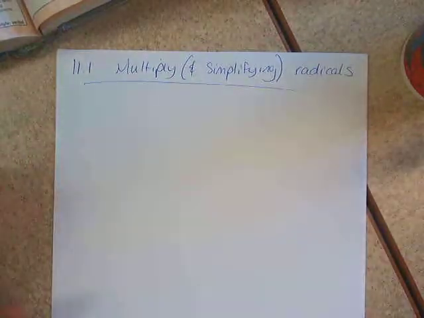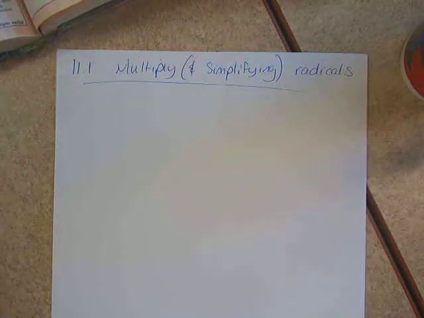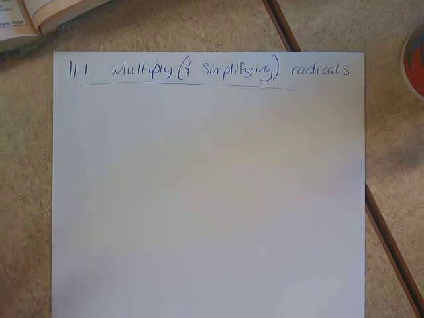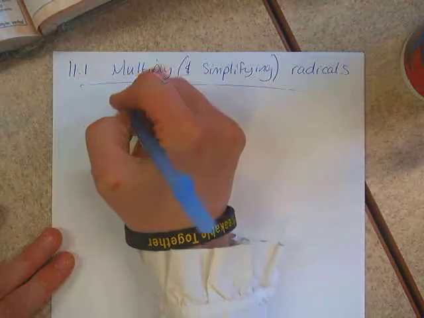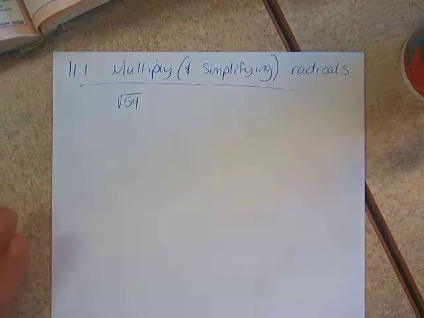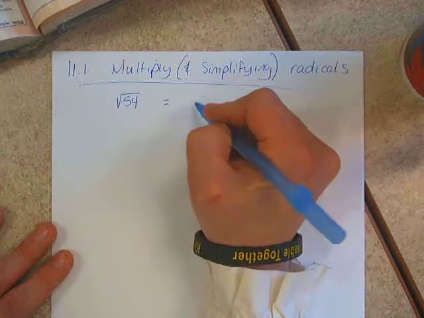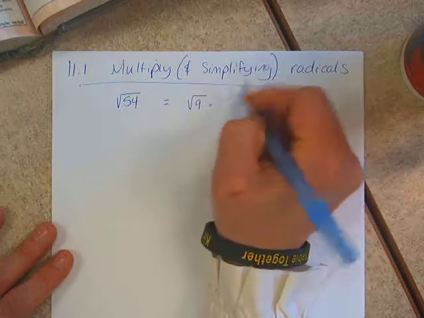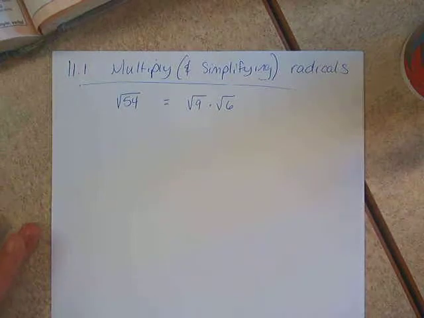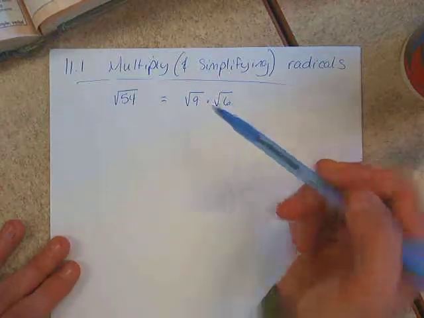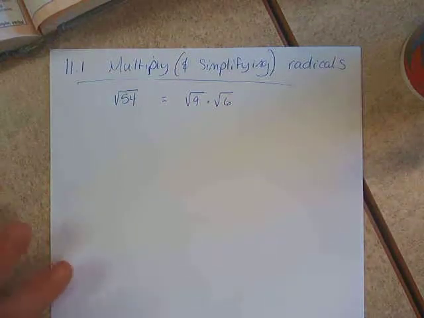Okay, multiplying and simplifying radicals. So you want to recall from the multiplication property of square roots that yesterday you wrote down the square root of 54 could be broken down into the product of two radicals, the square root of 9 times the square root of 6, and that's actually the method that we use if you are chunking. You try and break it down into two square roots, one of which is a perfect square.